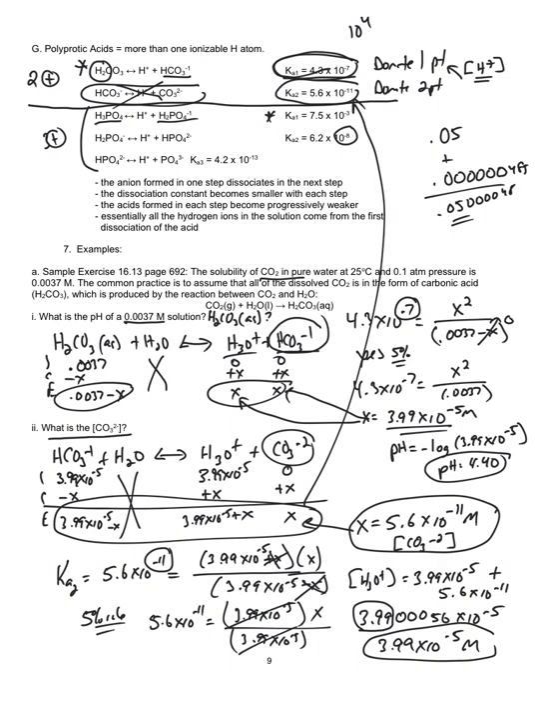So in Canvas, there are practice worksheets on monoprotic acids and polyprotic acids. But even if it's polyprotic, all we do is like I did for this first problem up here. I just do the first proton donation, and that's all I worry about, and I figure out the pH from that, and I'm done. Okay?